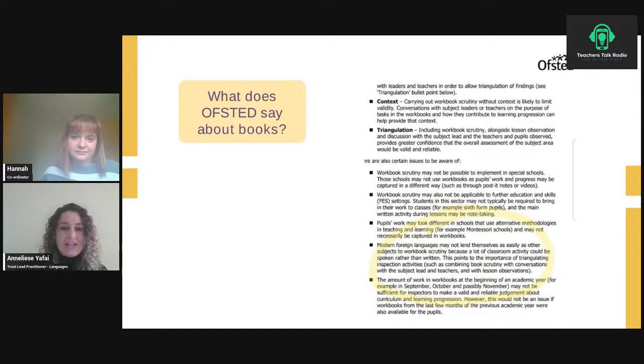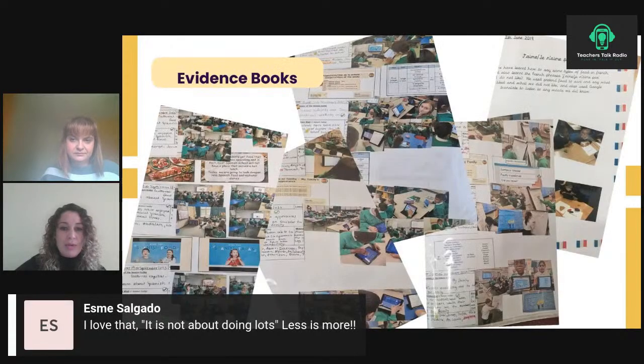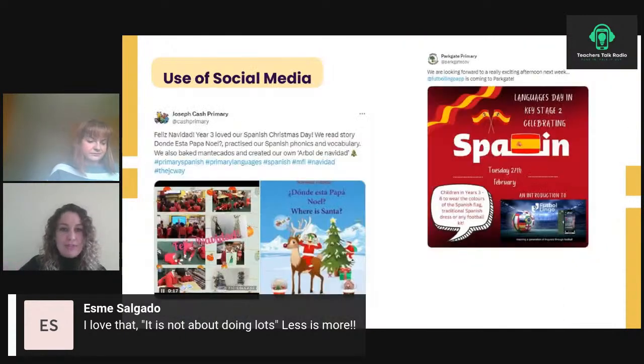And then the last thing I wanted to go through, because this is really important, and a lot of people always ask me that, is books. It's kind of the Achilles heel, really. I think a lot of schools feel they have to have a book for each student, but actually, if you look at what Ofsted says, it says that they understand that languages can't lend themselves as easily as other subjects to book scrutiny. So what we do in our schools is we have evidence books. One of the people on the chat today, this is one of her books, and this is all the classes in a book, and it shows you over time.